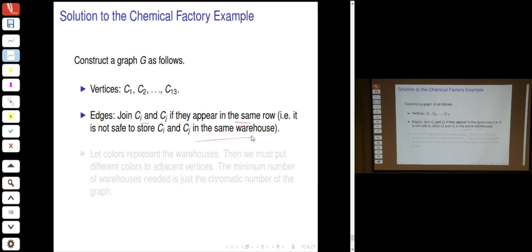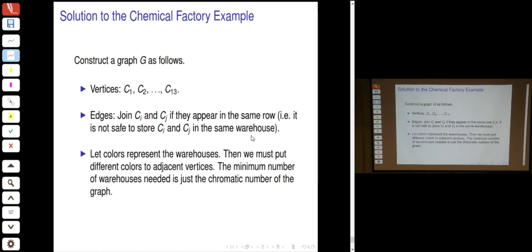And now, the warehouses will be represented by the colors. So, if I put a certain color on a certain vertex, remember the vertices are representing chemicals, it means that I put that chemical corresponding to that vertex in that warehouse corresponding to that color. Okay? So, this is the sort of encoding, and so under this encoding, we have encoded the problem in terms of a graph.